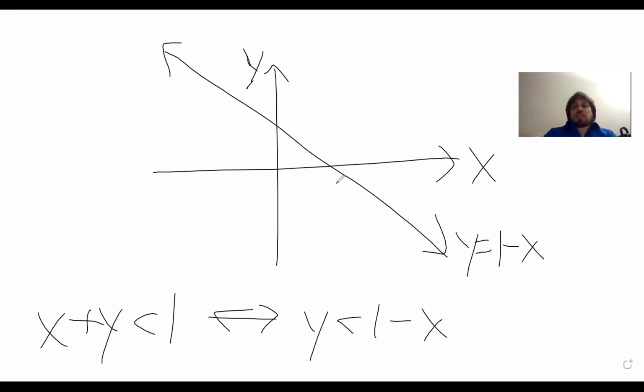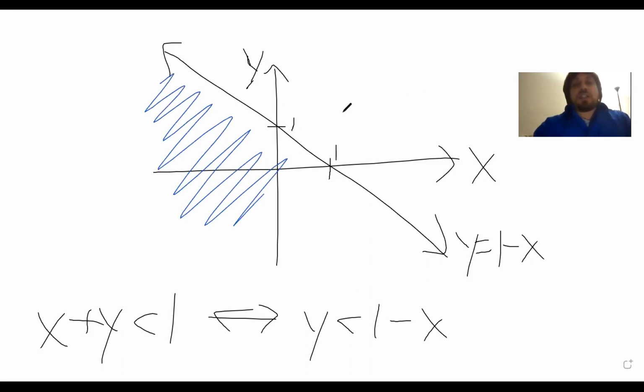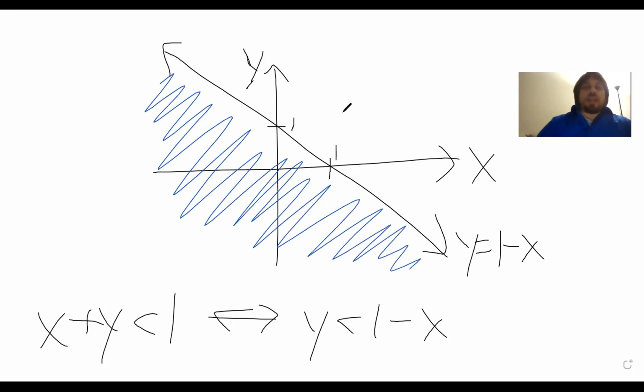It's y equals negative x translated up by 1. You could think of it as y equals negative x plus 1. It's the same thing. And so you would get this, right? This intersection point has y coordinate 1, and this x-intercept has x coordinate 1. Now, if y is less than 1 minus x, then that's really representing all the points below this line. And so the blue shaded region represents all the points x comma y that satisfy the inequality y is less than 1 minus x.